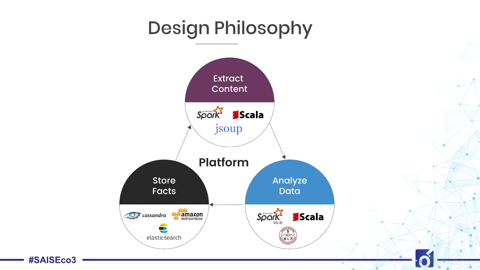Design philosophy. The design philosophy of this platform is quite simple. It contains three major components. The first component is extracting the content. I'll be elaborating all these components in the further slides, but extracting content means that we extract the data from those research papers and the articles. The next phase is to analyze that data, that is applying Spark ML and different algorithms over it so that we can identify the concepts or the facts and extract those things from the research papers. And the last thing is storing the facts, that is matching up the documents or the research papers that we have along with the concepts identified.